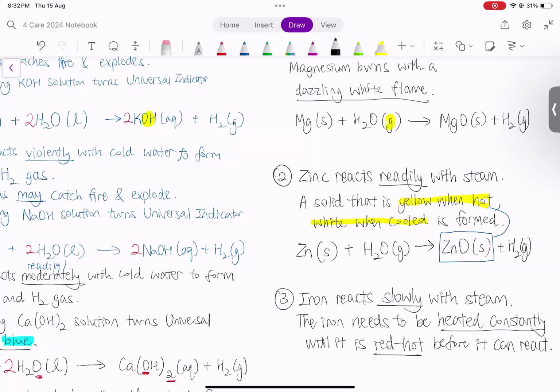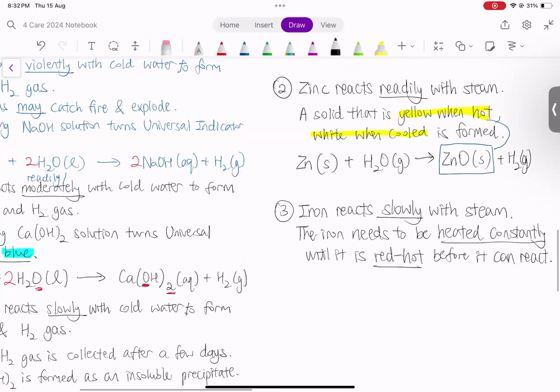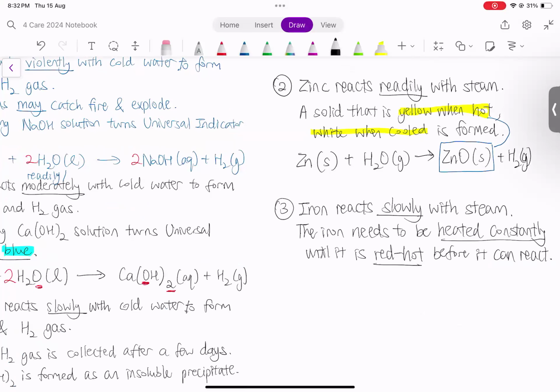It is like your volcanoes. Volcanoes, when they erupt, the lava that comes out of the volcanoes is red in color. It's glowing red because the lava is really hot. All right, so the iron needs to be really hot before it can react. And this tells you that iron is really, really much less reactive than zinc. Now for iron, the equation is fairly complicated. Okay, so please leave some space in between the chemicals as you write the equation.